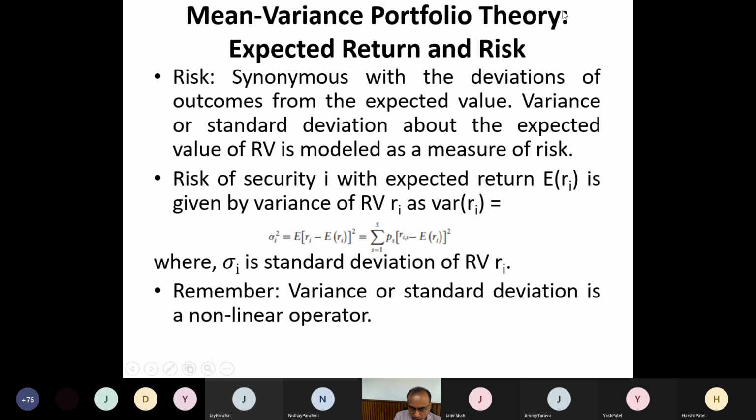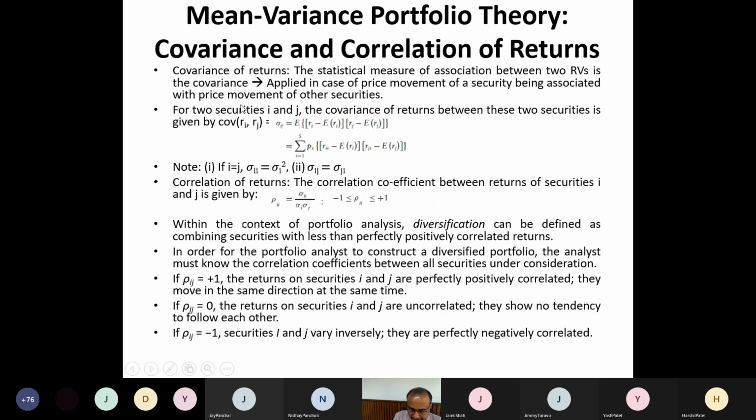So these kinds of things are modeled by the term covariance. And remember, this is a very important term. Later on, we use it for practical data, but it is very important to learn this statistics and mathematics. So we write covariance of Ri and Rj equal to sigma ij, and it is defined like this: expected value of (Ri minus E(Ri)) into (Rj minus E(Rj)).